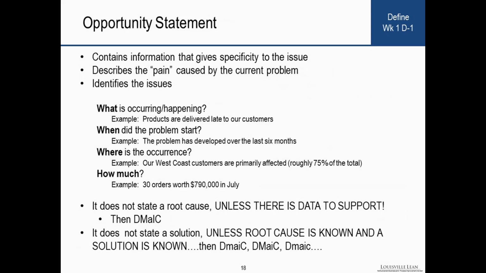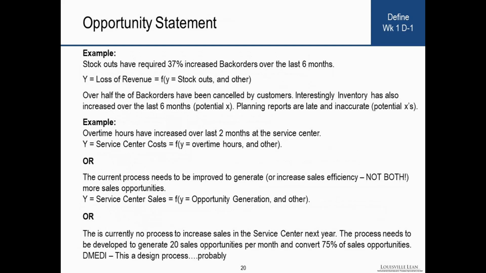When it comes to the problem opportunity statement, if I have an idea of what one of the X's is, I'll go ahead and list those out, but I will call them out as X's. So here's an example of the opportunity statements from the previous examples that had the business cases. Stockouts have required a 37% increase in backorders in the last 6 months. Now, if you go back to the original slide, that information was there. It was just in the wrong place.